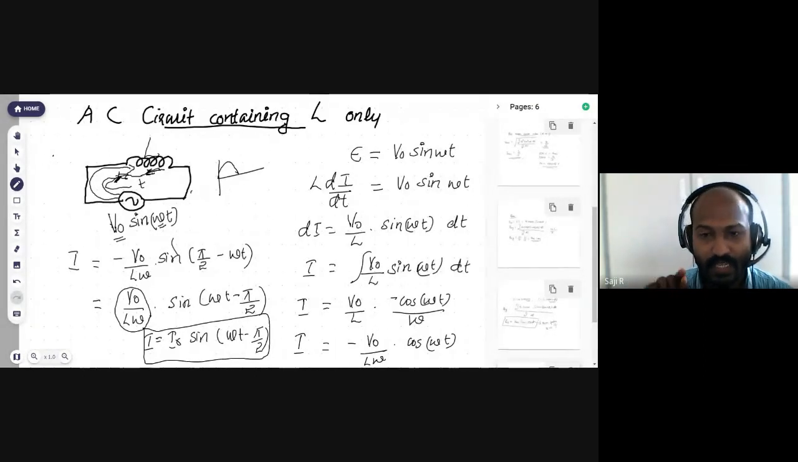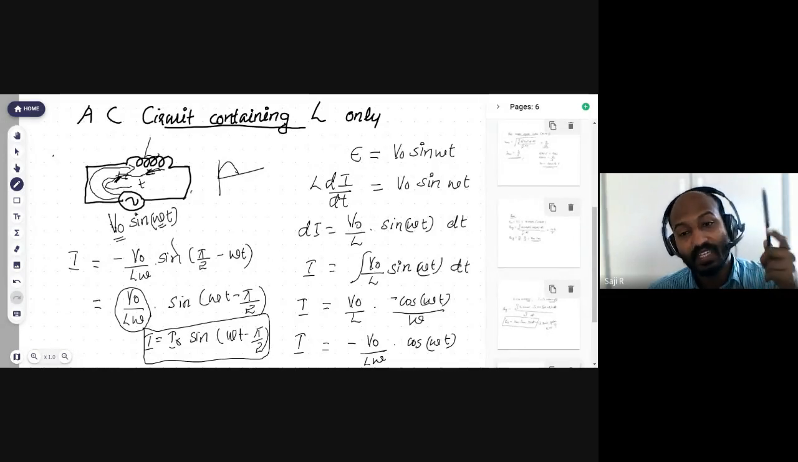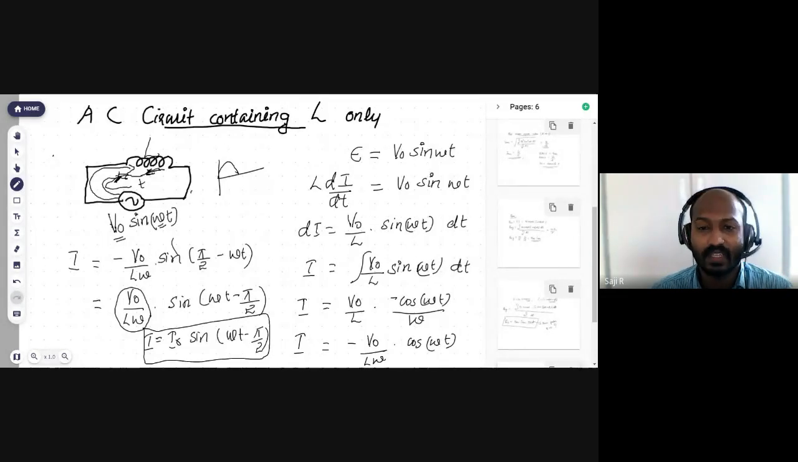Last class we studied one circuit, the AC circuit containing resistance only. In that case, along with the increase in voltage, the current also increases. But in this circuit, when the voltage increases, for a short interval of time there will not be any change. But when the voltage starts to decrease, the current will start to increase. You will understand that more clearly by drawing a graph.